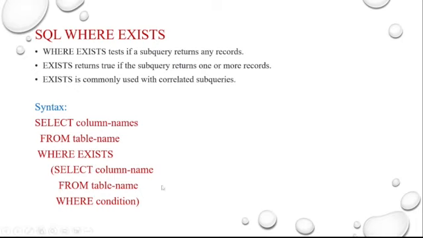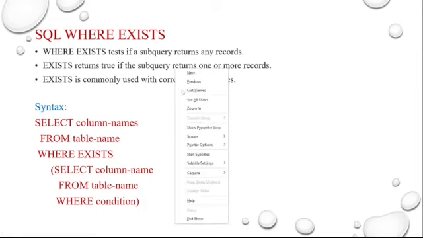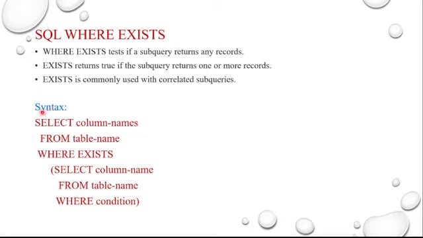SQL WHERE EXISTS is used to test if a subquery returns any record or not. It returns true if the subquery returns one or more records. It is commonly used with correlated subqueries. How does the syntax look?